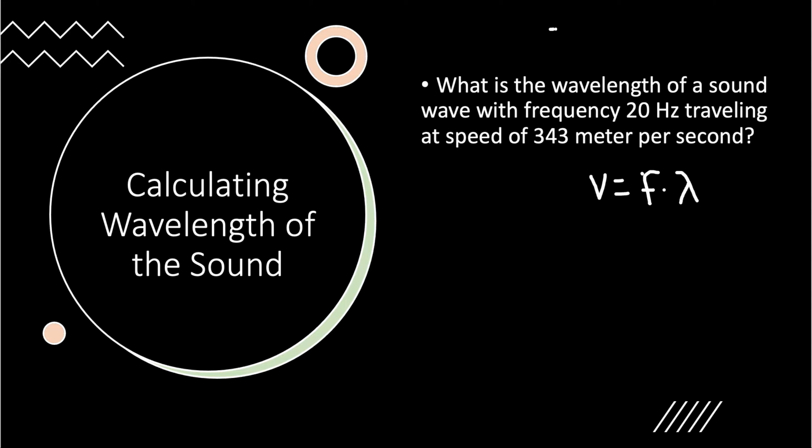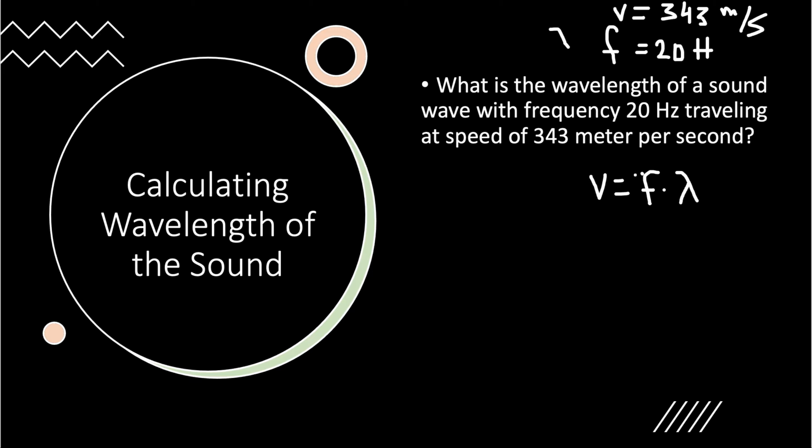We already have the frequency, which is 20 Hz. So let's write here frequency f is equal to 20 Hz. And the other thing we have in this word problem is the speed of the wave. The wave is traveling at 343 meters per second. Let me write here v is equal to 343 meters per second.